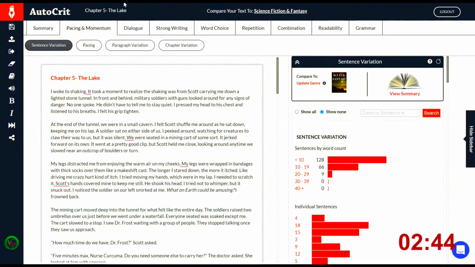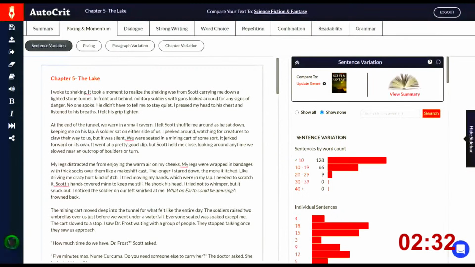The other thing that we want to take a look at is, does it start off with a good, exciting first sentence? I woke to shaking. It took a moment to realize the shaking was from Scott carrying me down a lighted stone tunnel. I would say it's pretty grabbing from the beginning. So that's definitely, every time you start a chapter, you want it to be gripping. And so I definitely am looking for that as well.